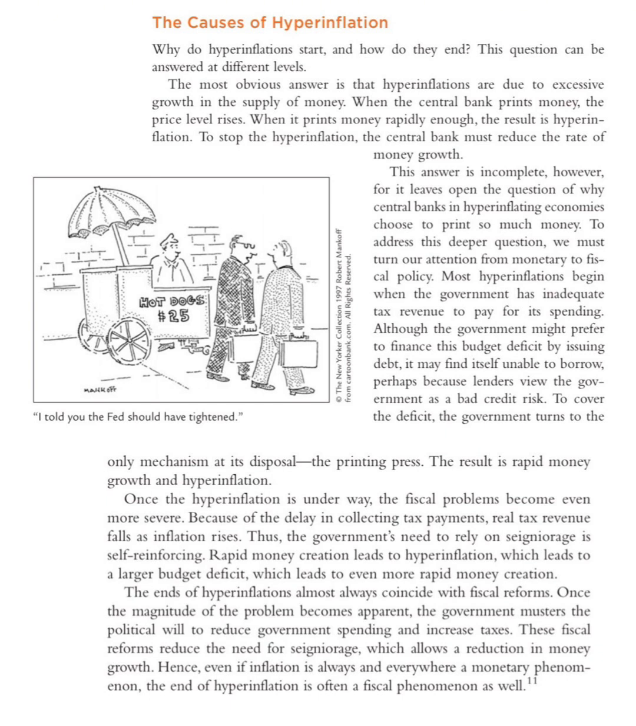So the end of hyperinflation almost always coincides with fiscal reforms. Once the magnitude of the problems becomes apparent, the government musters the will to reduce government spending and increase taxes. These fiscal reforms reduce the need for seigniorage, which allows a reduction in money growth. Hence, even if inflation is always and everywhere a monetary phenomenon, the end of hyperinflation is often a fiscal phenomenon as well. And this is the end of the video.